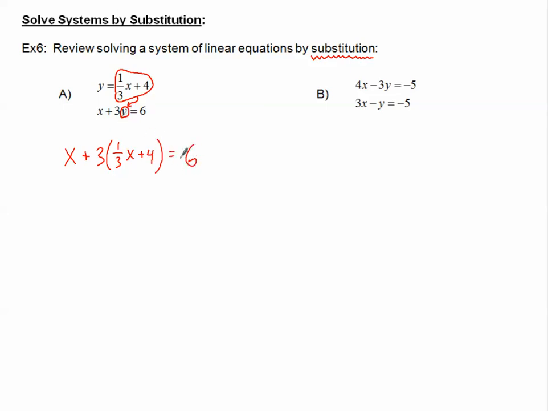So now I have an equation that only has x's in it. I should be able to solve that. So let's distribute.